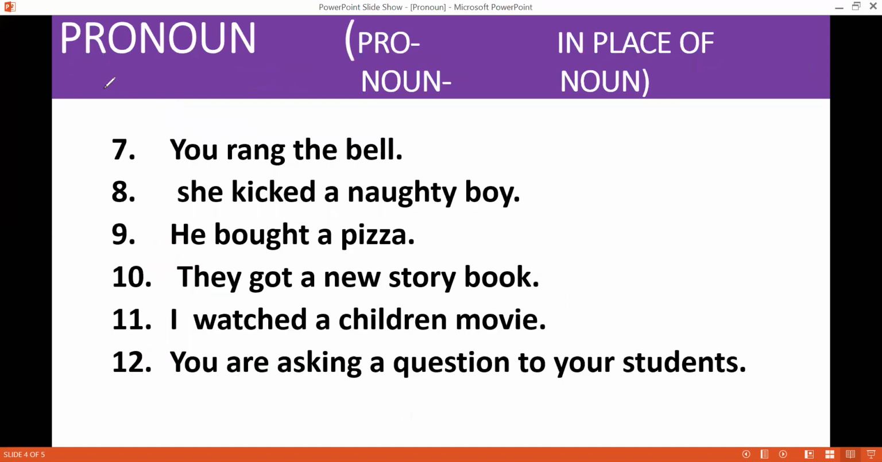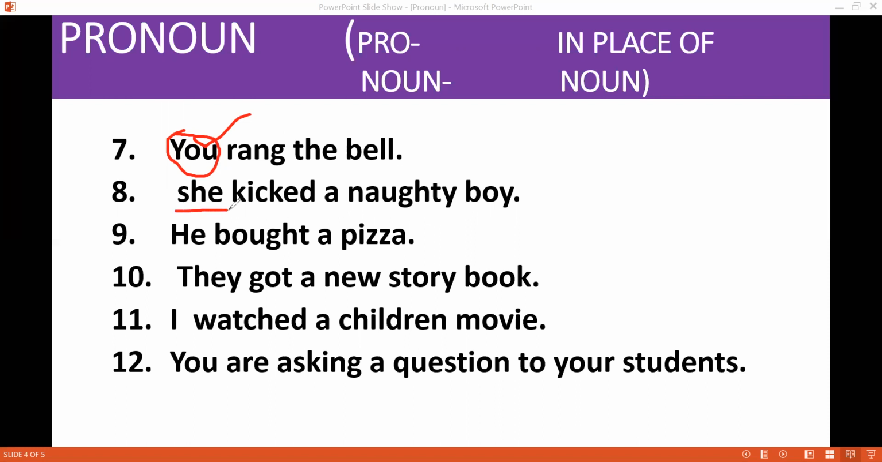As I defined earlier, the word pronoun, pro means in place of, noun means noun. The words used in place of noun are called pronouns. You, second person, is singular as well as plural. You rang the bell. We didn't use the name of that person. In place of that person, we have used here you. You is a pronoun.